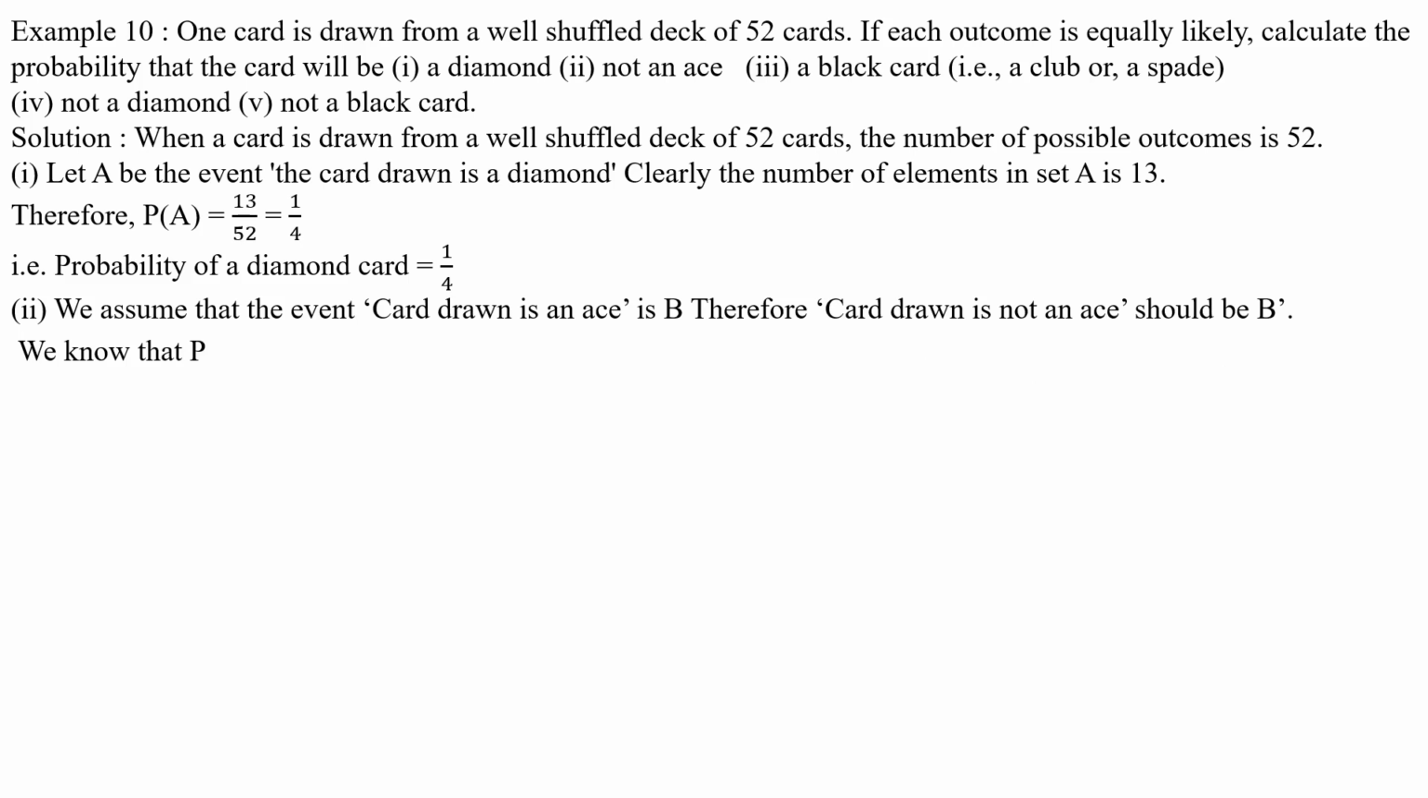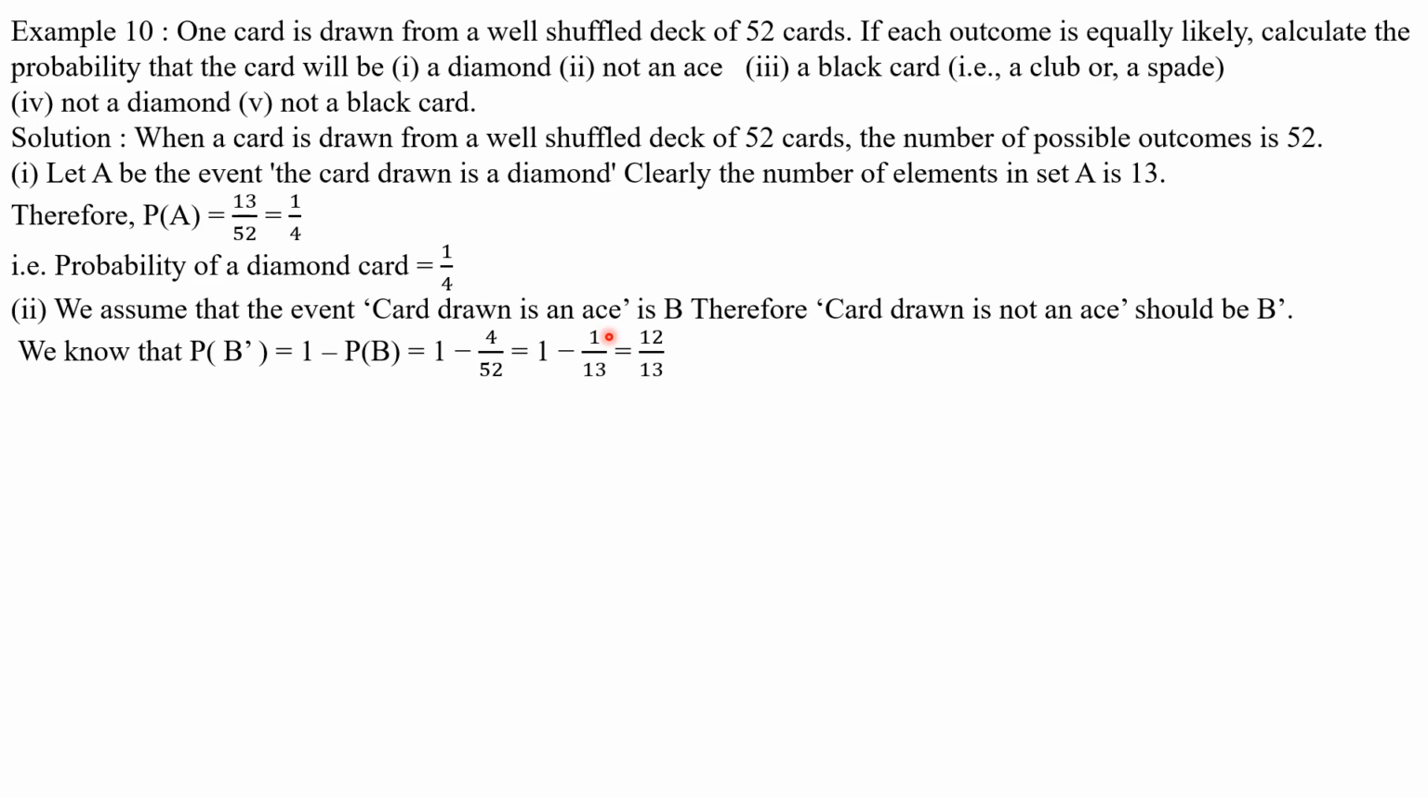We know that P of B dash is equal to 1 minus P of B. What is P of B here? 1 by 52. Yes or no, my children? How many ace cards will be there? Yes, 4 ace cards.